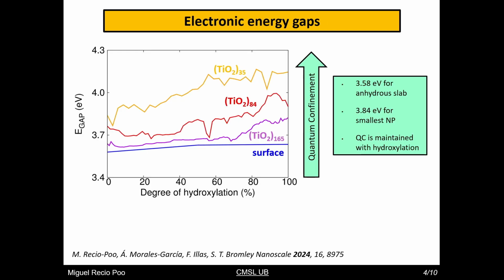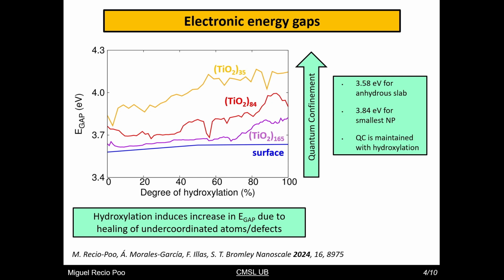First, I show here the evolution of the electronic energy gaps for the different systems, and you can see that at first, when the degree of hydroxylation is 0, the 35 nanoparticle, the smallest one, exhibits the largest electronic energy gap, due to the effect of quantum confinement that is maintained throughout all the degrees of hydroxylation. Moreover, hydroxylation also induces an increase in the energy gap, which is due to the healing of undercoordinated atoms and defects. And the 35 nanoparticle, as it is the structure with a larger proportion of undercoordinated sites, undergoes the larger variation in the electronic energy gap.